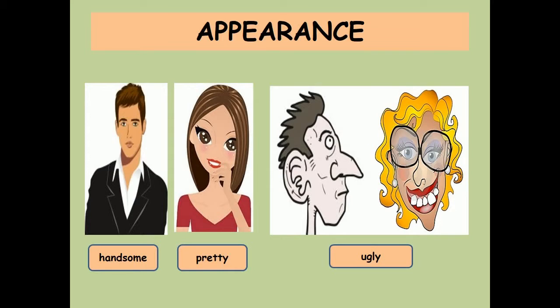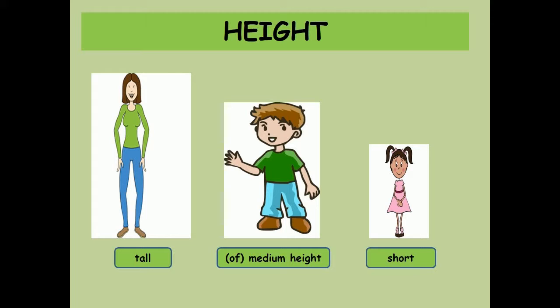Depending on the gender, a man can be handsome, or a woman can be pretty, or both of them can be ugly. This is the general appearance of the people. Remember that it depends on the gender of the people. Let's continue with the height of the people. A person can be tall, of medium height, or short, and this refers to the height.